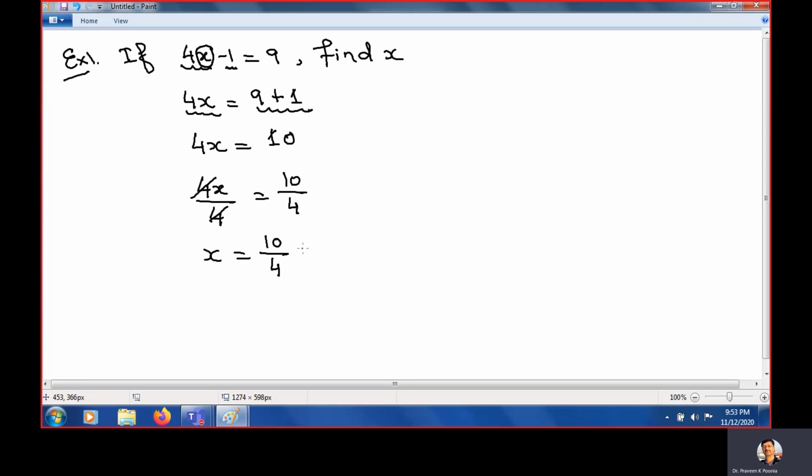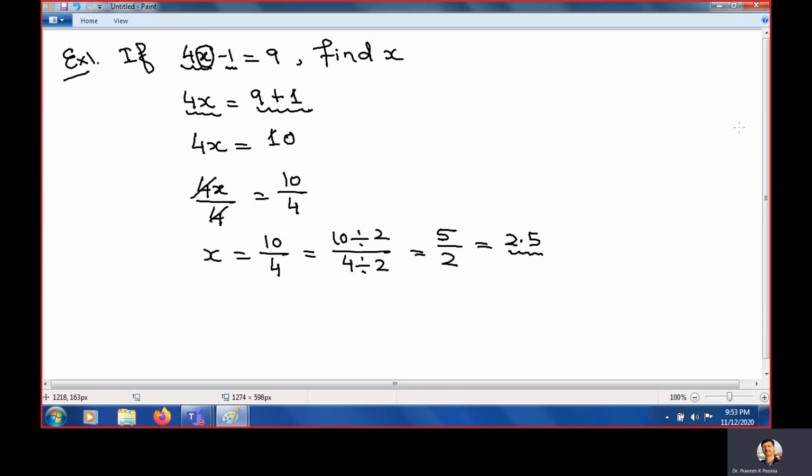Clear? But this can be written in the smallest form. So divide 10 by 2 and 4 by 2. 10 divided by 2 is 5, and 4 divided by 2 is 2. If you divide 5 by 2, you will get 2.5. So the value of x in this case is 2.5. This is example number 1.